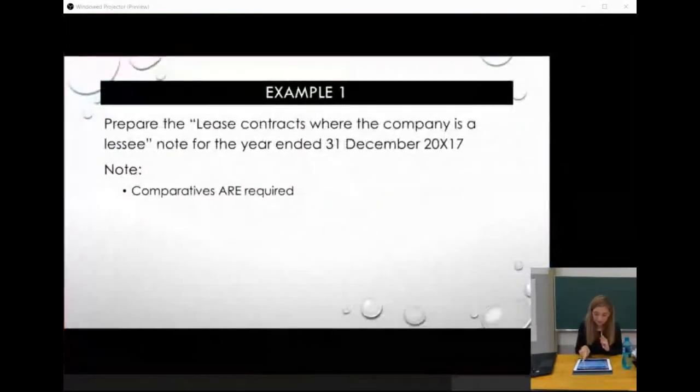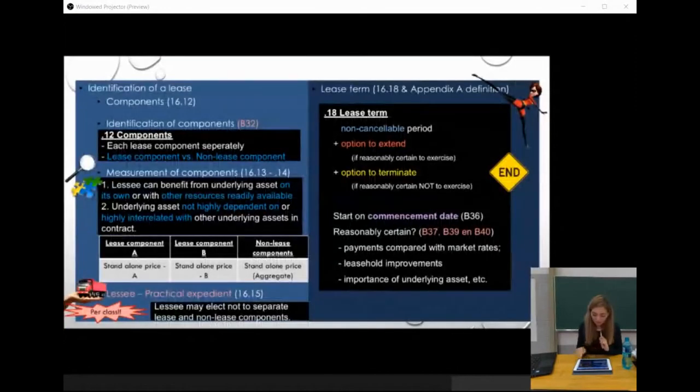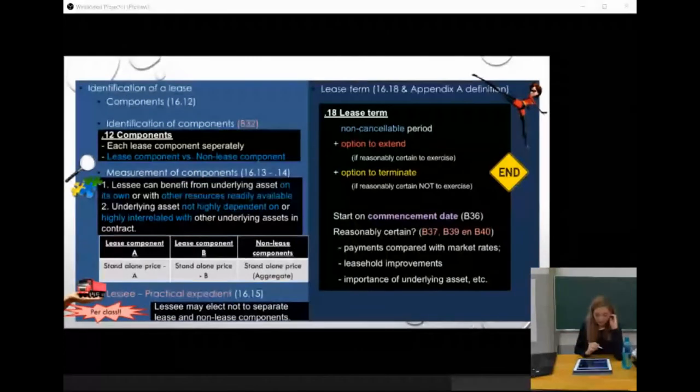Okay, so that's disclosure. Let me just quickly check our time. Good. So also note, remember what you were taught in FRK 201. Firstly, about the lease components.